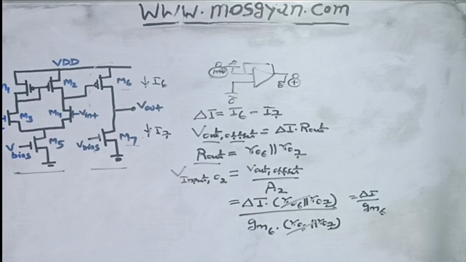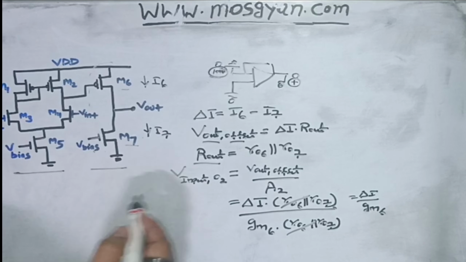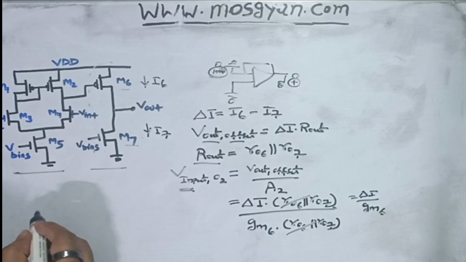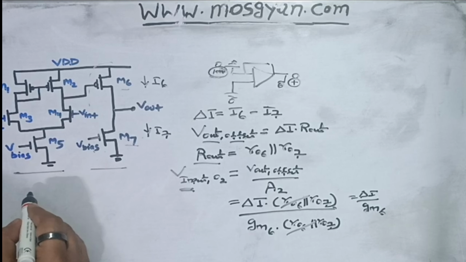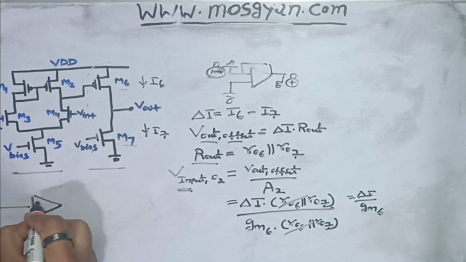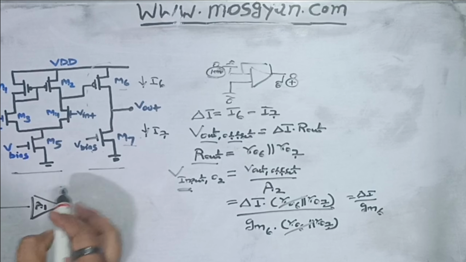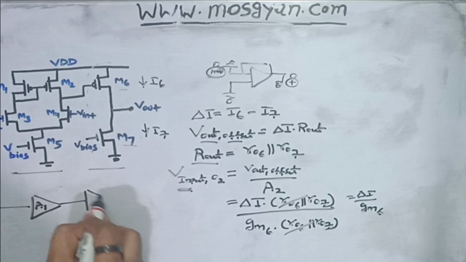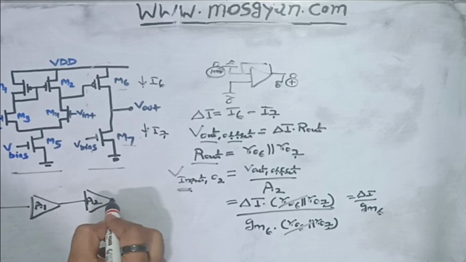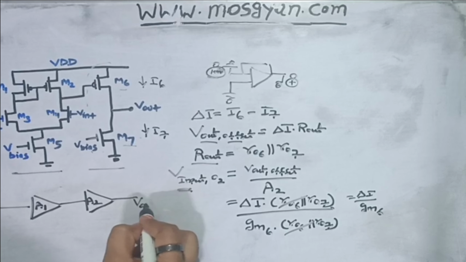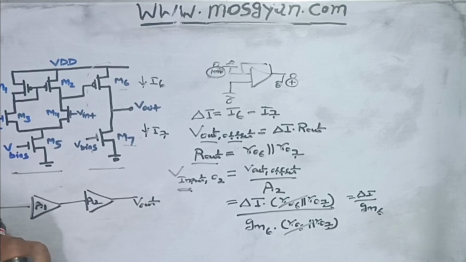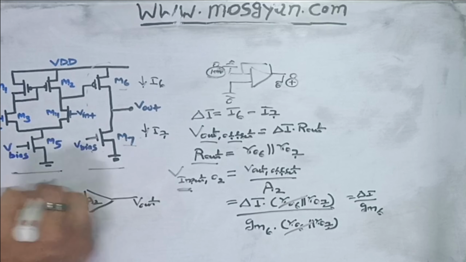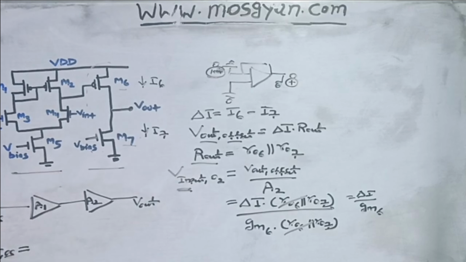Till here, this should be clear. Now if I have to calculate the input referred offset voltage for this whole system, let's try to understand first through a graphic. The first op-amp gain is A1, representing this differential amplifier, and the second stage gain is A2, representing the second stage amplifier, and this is Vout. Now we need to calculate the value of this VOS, the input referred offset, for this whole system. What will be the value of that?